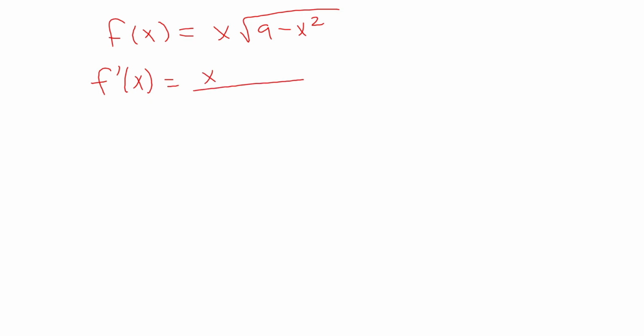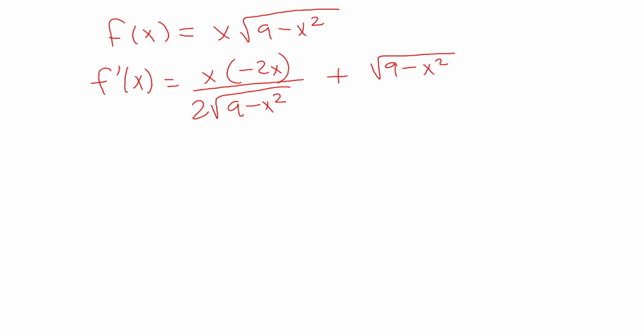So we will start with our function f of x is x root 9 minus x squared, and then we'll take the derivative of that. And of course, to find the derivative of this, we're going to have to use the product rule, right? So we'll start off with f prime of x is equal to the first function, x, times the derivative of root 9 minus x squared, which is 1 over 2 root 9 minus x squared, and then times the derivative of the 9 minus x squared, which is negative 2x. And then we'll add to that the derivative of x, which is 1, times root 9 minus x squared.